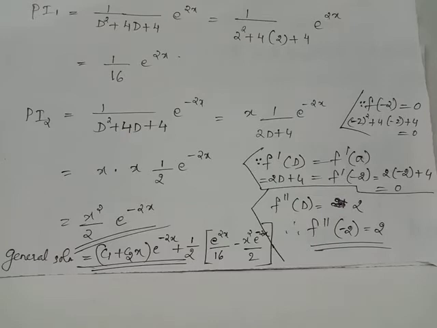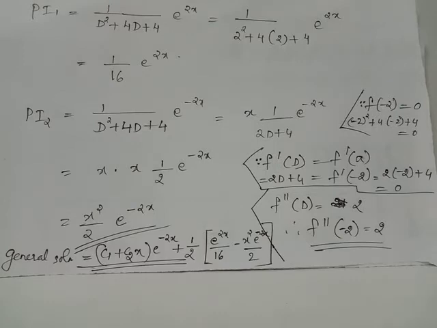Let us compute PI1, which is 1/f(D) acting on e^(2x). Whenever we have RHS equal to e^(ax), where a is the coefficient of x in the power part of the exponential function, we give D = a in f(D), which appears in the denominator. That is, wherever D appears, we replace D by a, which equals 2 here. Thus the denominator becomes 2² + 4·2 + 4, which is 16, and since the denominator is non-zero, PI1 = (1/16) e^(2x).